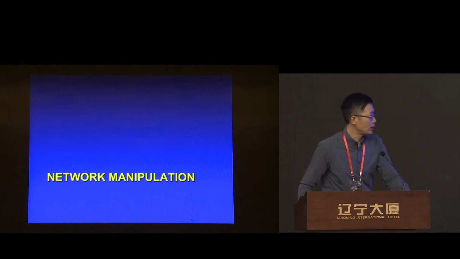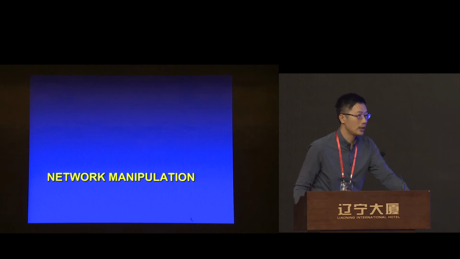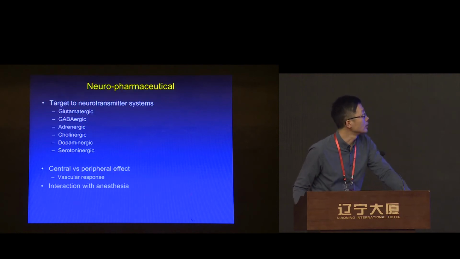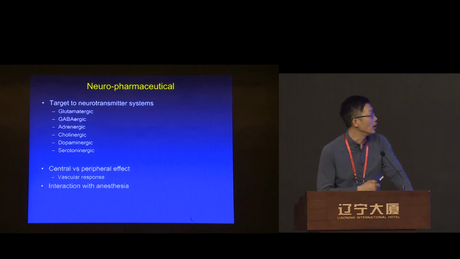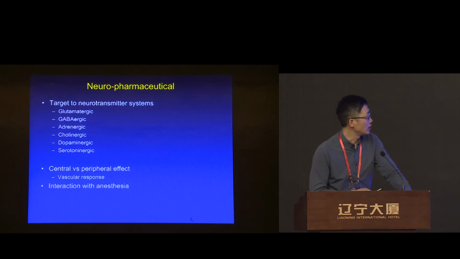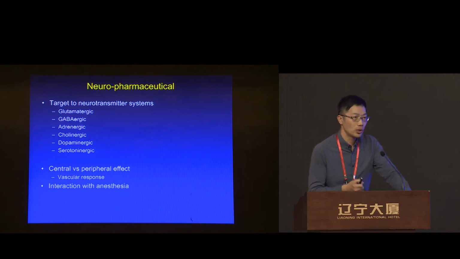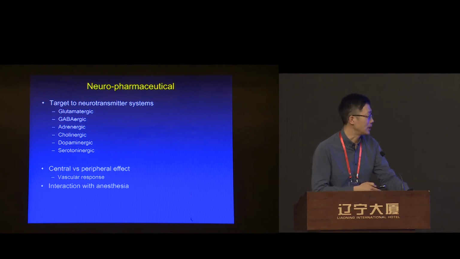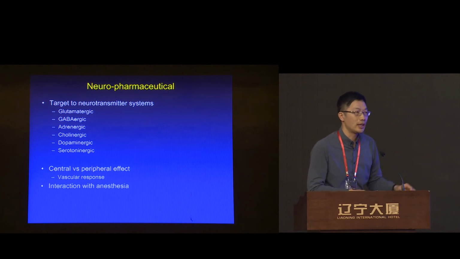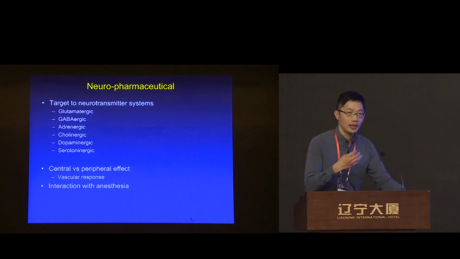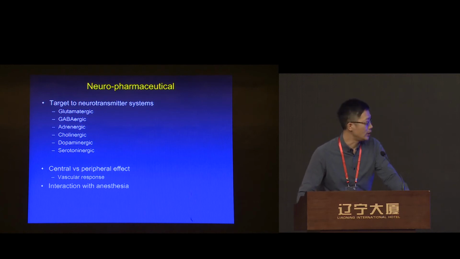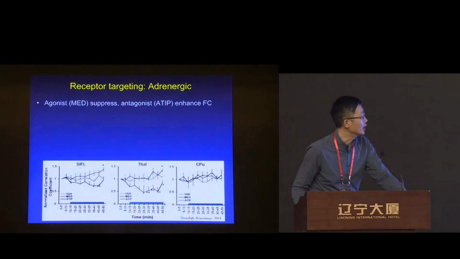In the following, I will introduce some of the work on how to manipulate the network. First is to use drugs that target the neurotransmitter systems: glutamatergic, GABAergic, adrenergic, cholinergic, dopaminergic, and serotonergic systems, which has been demonstrated in rodents. However, in drug studies you have to be very careful about central versus peripheral effects, because almost all of these drugs act on the vascular system, so you get a confound from your blood response. And the interaction with anesthesia will also be an issue.